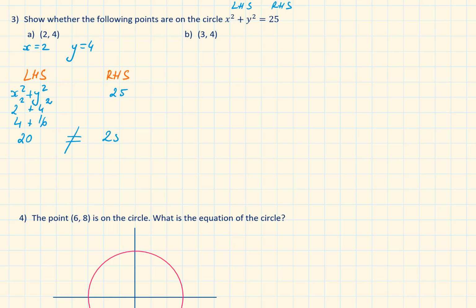20 is not equal to 25. We can write our conclusion. The point (2, 4) is not on the circle.